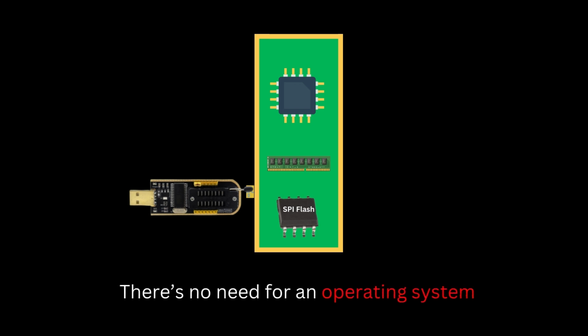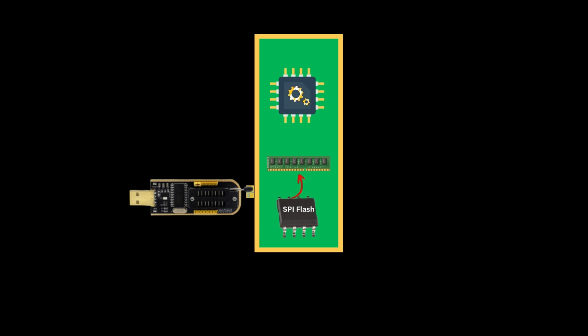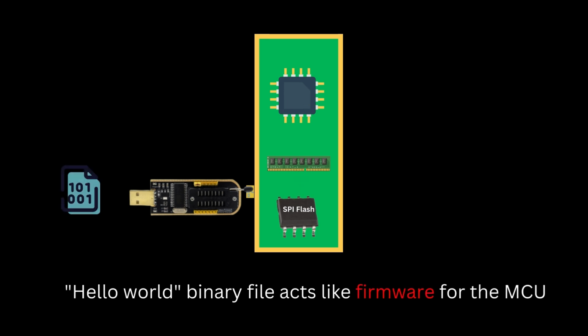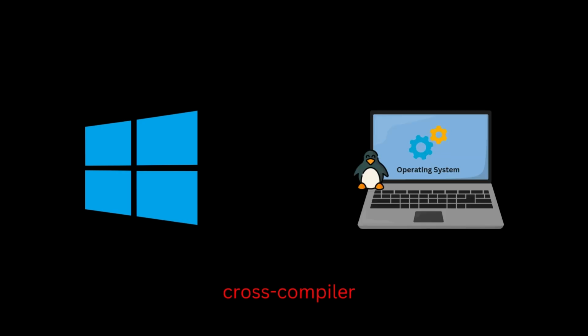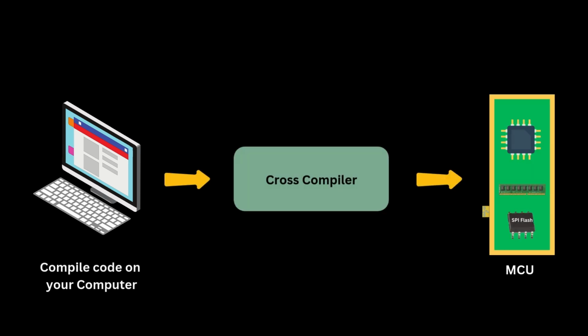There's no need for an operating system. The CPU just loads the binary code directly and runs it. In this case, the Hello World binary file acts like firmware for the MCU. However, we can't simply take a binary compiled with GCC and run it on an MCU. That's because it's designed to run on a system with Linux. MCUs require a specific kind of compiler, called a cross-compiler, which can be used on Windows or Linux to compile code for the MCU. This process is known as cross-compiling, where you compile code on one system, like your computer, to run on a different system, like an MCU.